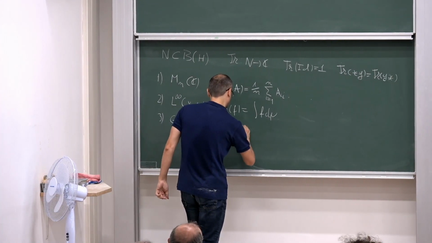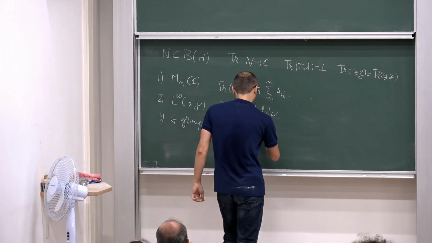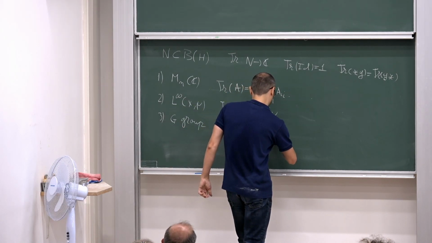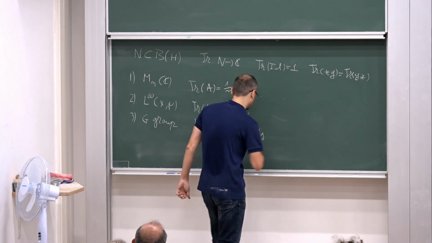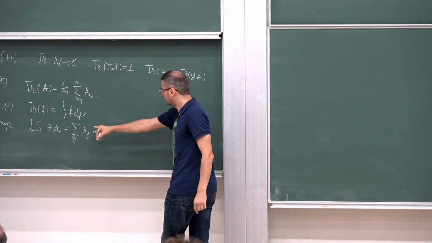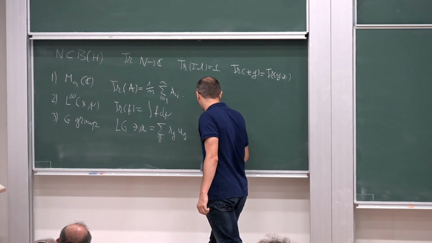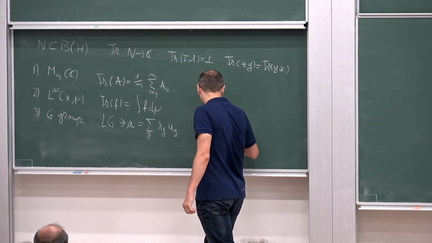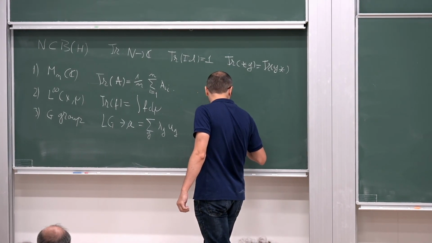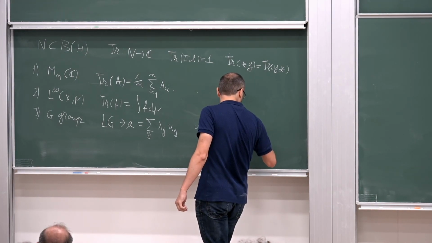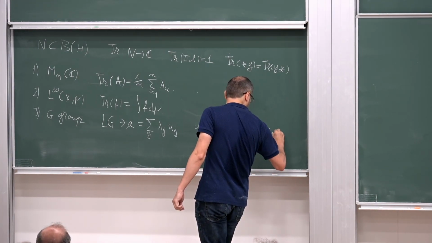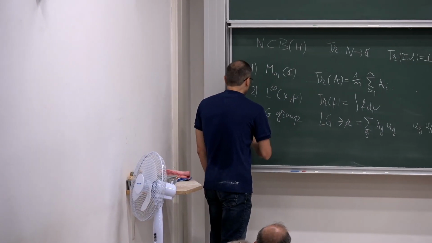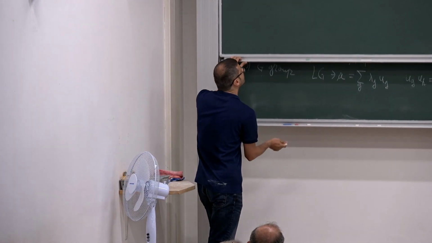So elements in a group algebra are just linearization of the group. So sum of some unitaries indexed by elements of the group multiplied with some scalars. So this UG, they just encode the group structure. UG UH is UGH, and UG star is UG minus 1. Okay. The next example, let me use another blackboard.